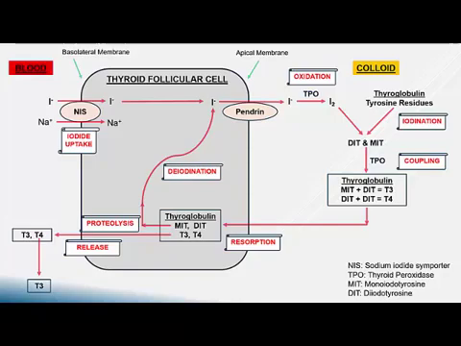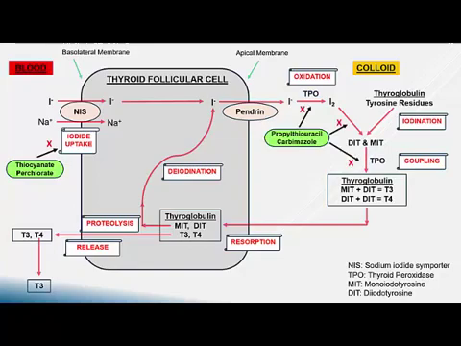The first one is ions such as thiocyanate and perchlorate. They inhibit the process of iodide uptake. Then there are thyroid synthesis inhibitors such as propylthiouracil and carbimazole or methimazole, which inhibit the enzyme thyroid peroxidase or TPO. By inhibiting this enzyme, they inhibit the key steps in hormone synthesis such as oxidation, iodination and coupling, OIC.